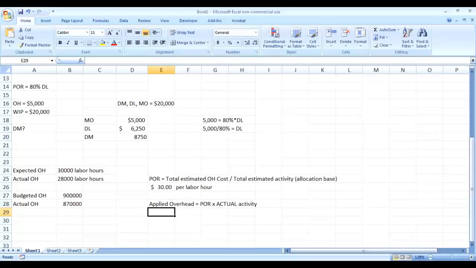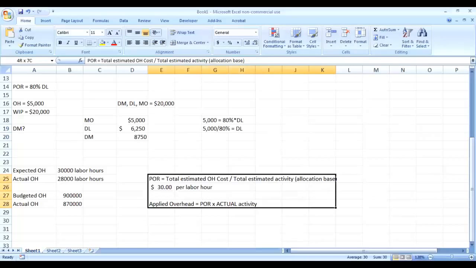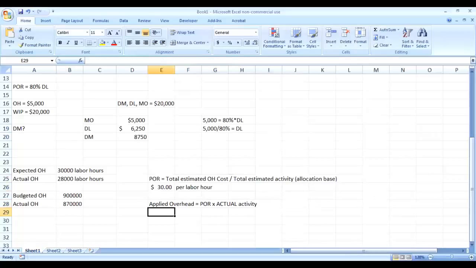Remember, since we have estimates involved here, we're probably never really going to hit the nail on the head in terms of our actual overhead cost versus our applied. That's where we run into over or under applied overhead. So let's use this example to continue that. If we applied overhead here, our predetermined rate was $30 a labor hour, and our actual labor hours were 28,000. So we would apply 840,000.